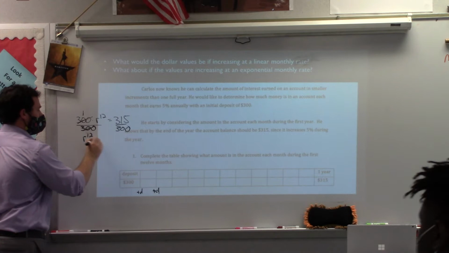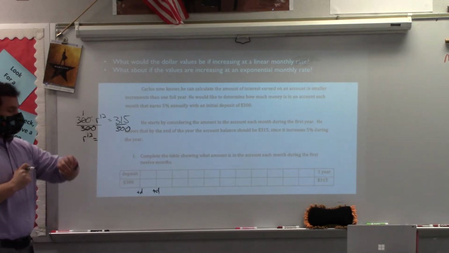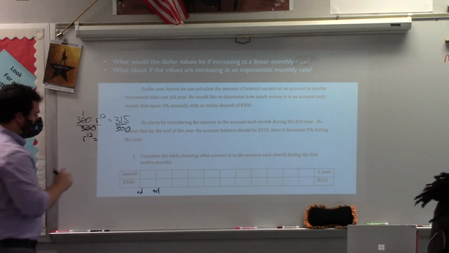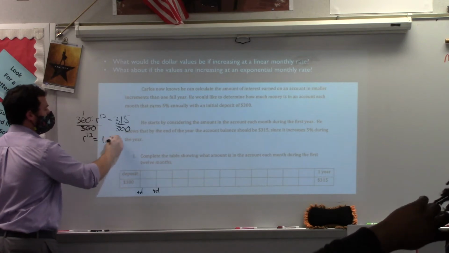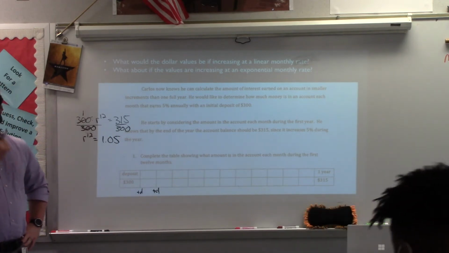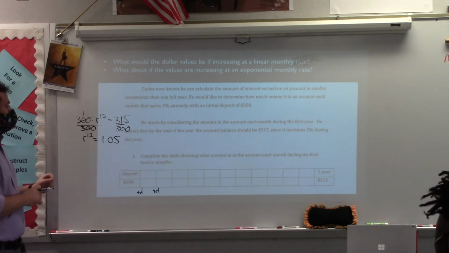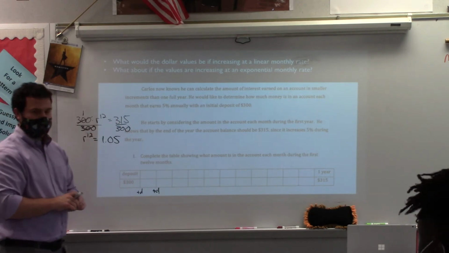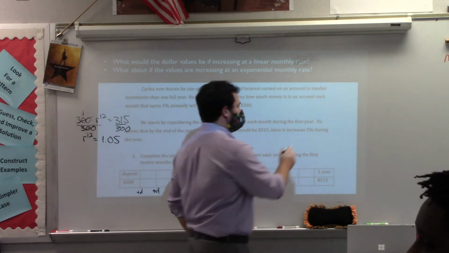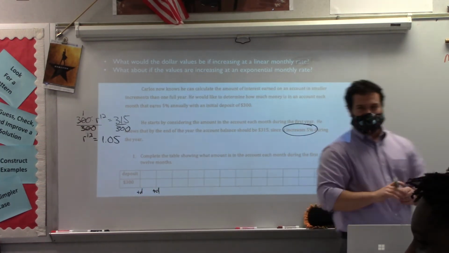R to the 12th is equal to what? 1.05. Why does that make sense? Look at the original problem. Why should it make sense? That's the 5%. He started at 100%, increased by 5%.